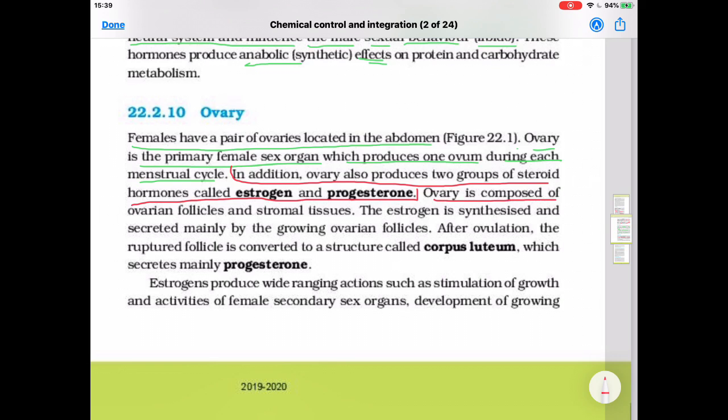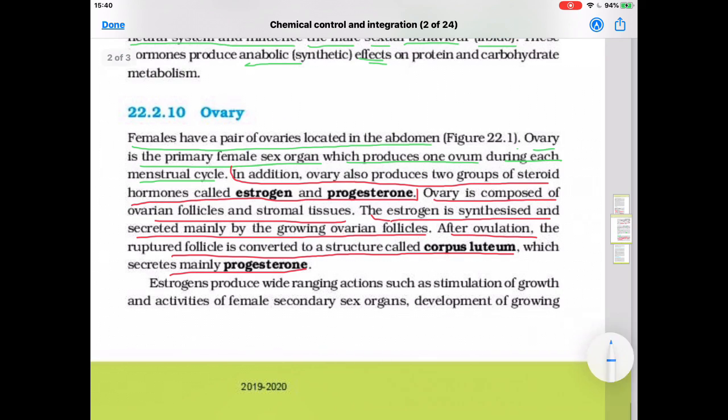Ovary is composed of ovarian follicles and stromal tissue. The estrogen is synthesized and secreted mainly by these growing ovarian follicles. After ovulation, the ruptured follicle is converted into a structure called corpus luteum, which secretes mainly progesterone. First, primary follicle is formed, then secondary follicle, then tertiary follicle, then Graafian follicle. Then this Graafian follicle releases one ovum, and whatever structure is left after releasing the ovum is known as corpus luteum. This structure produces a hormone known as progesterone, also known as the pregnancy hormone.